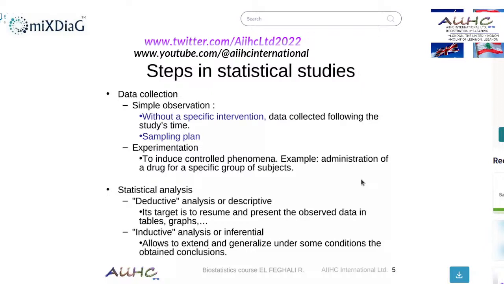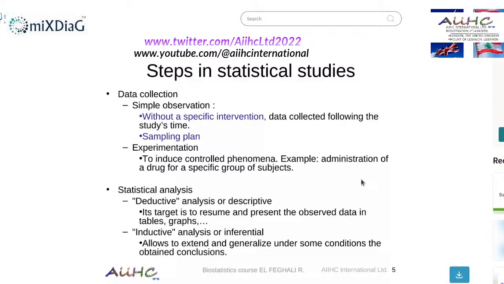So statistical analysis. What are statistical analysis? Deductive analysis or descriptive. Here, in fact, we try to analyze the data like it is. We call it raw data, without really making any assumptions. So we'll see. We'll let, in fact, the data talk.